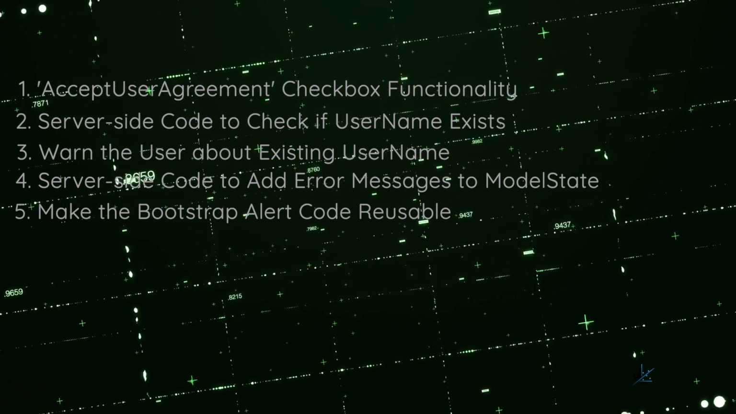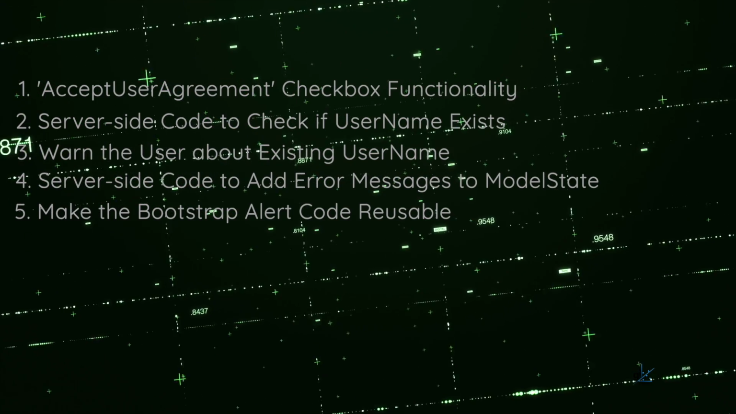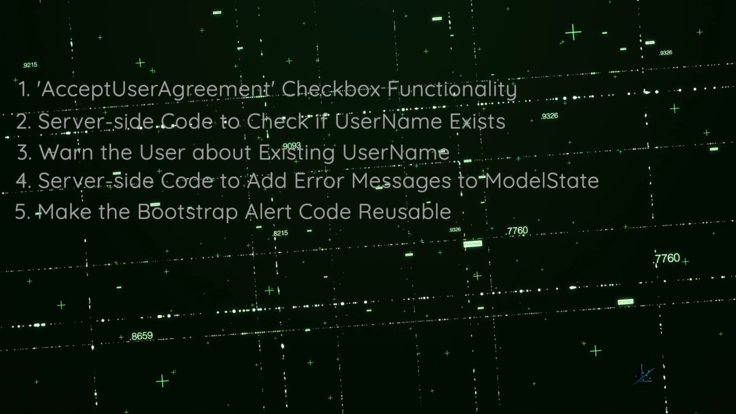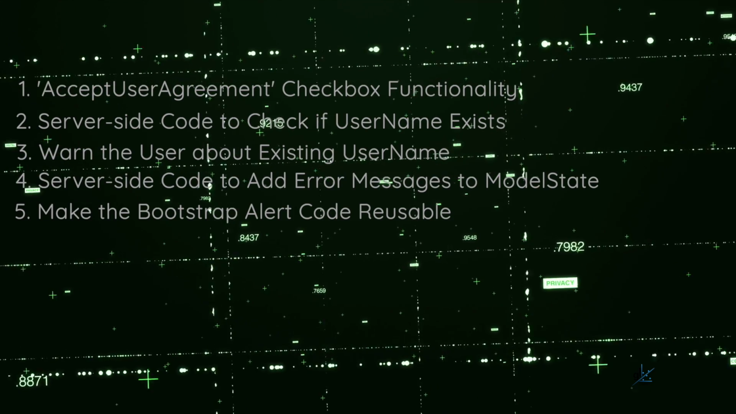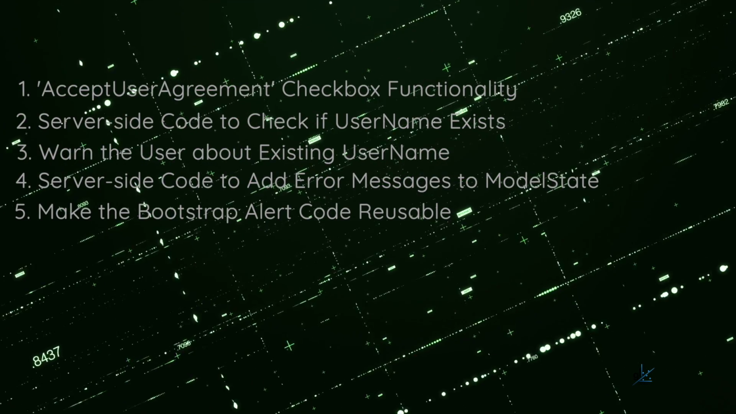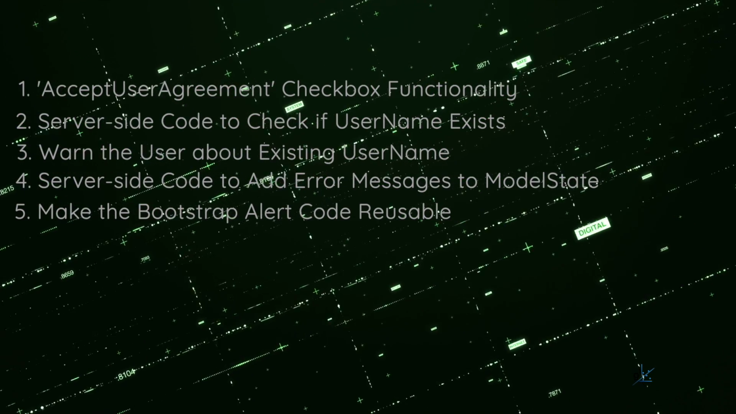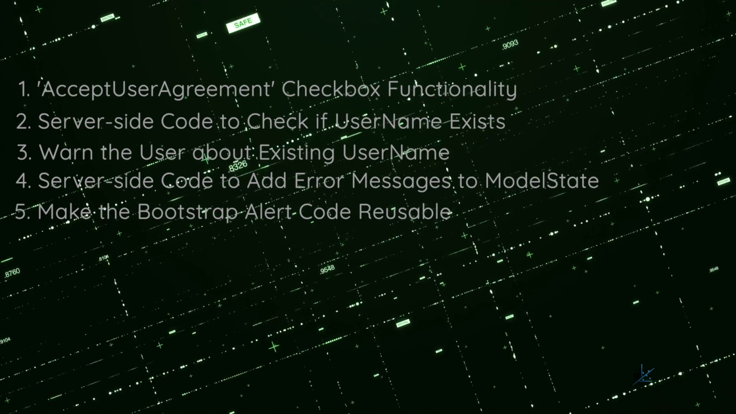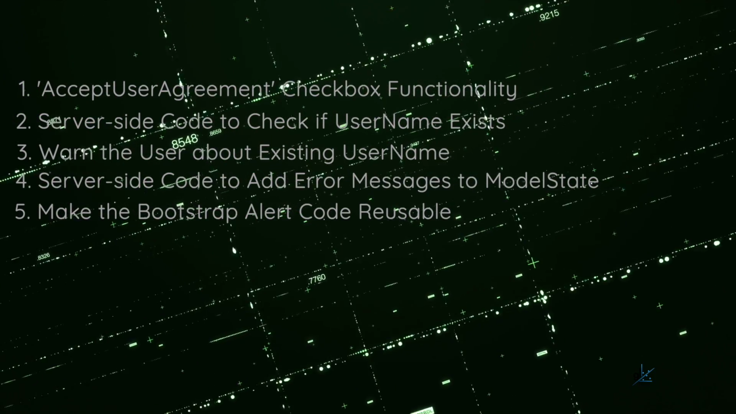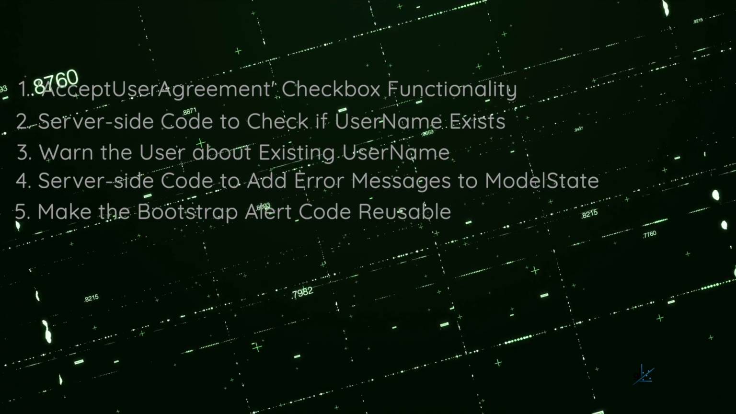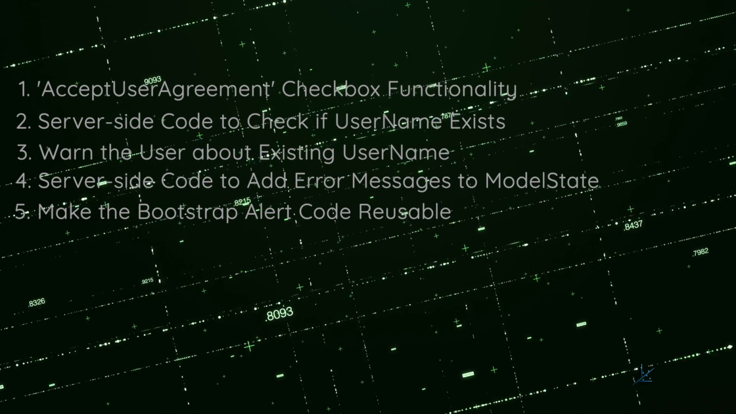Section 5. Make the Bootstrap alert code reusable. In this section, we'll write code to make the code that we created in Section 3 reusable, i.e. the code to present the user with an alert on the relevant dialog. We will then be able to reuse the Bootstrap alert functionality throughout our application.